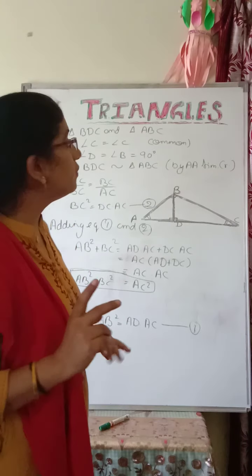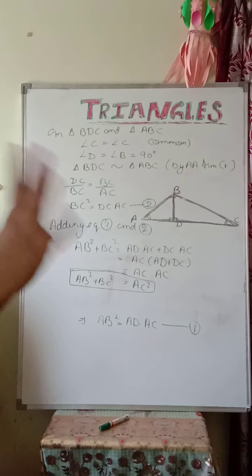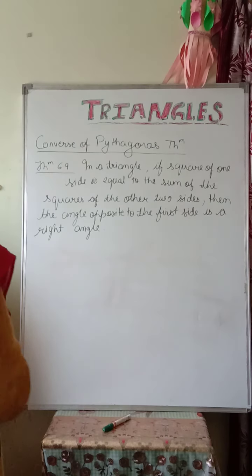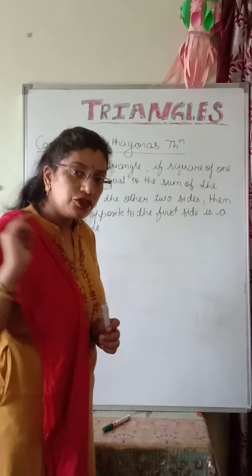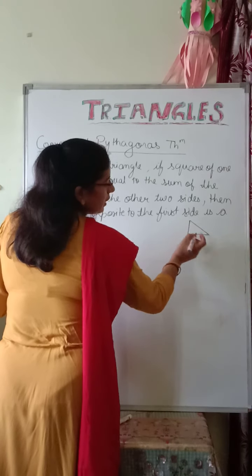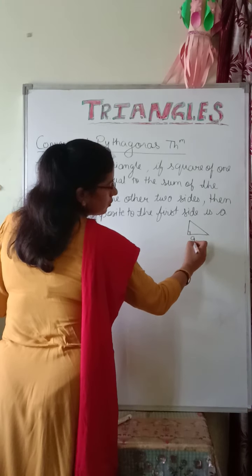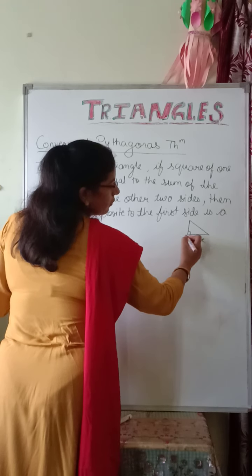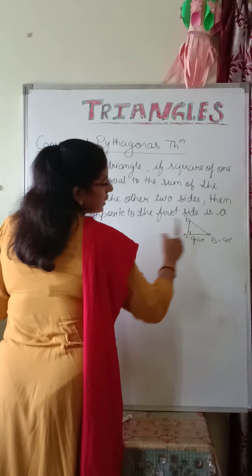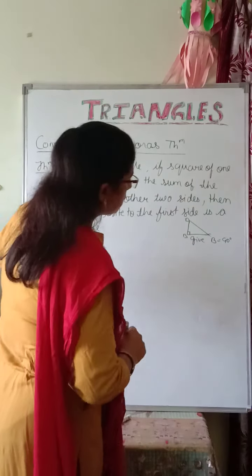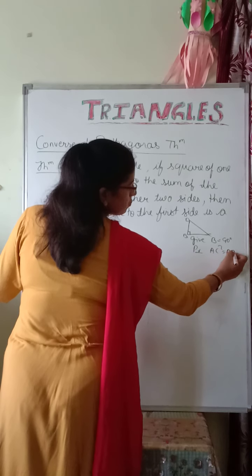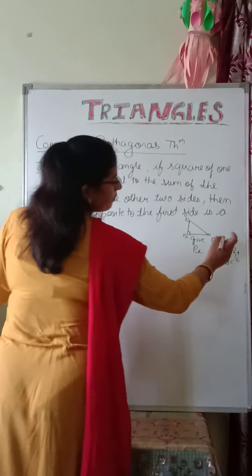Let us now prove the converse of the Pythagoras theorem. That is also important. The converse of the Pythagoras theorem: last time, what did you read, what is the Pythagoras theorem? You are given a right triangle. What is given to you? That angle B is 90 degrees in triangle ABC. This you have studied, and what you have proved? That AC square is equal to AB square plus BC square. This you proved last time.